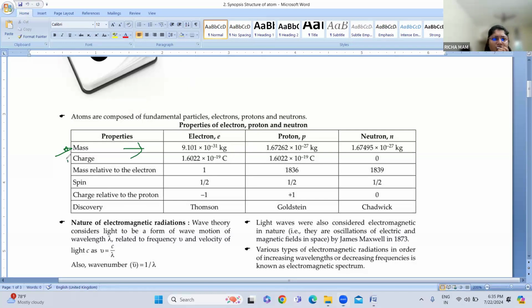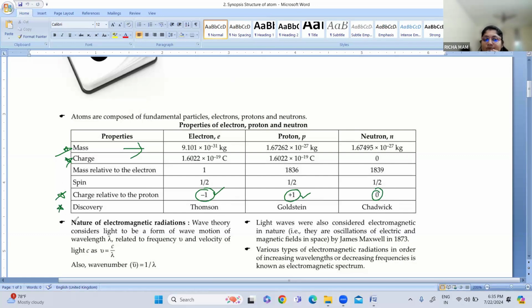Then what we need to remember? Mass and charge. Then we have to remember the charge with respect to proton. Electron is a negatively charged particle. Proton is a positively charged particle. We represent proton as +1 and electron as -1. And neutron, a neutral particle, is given as 0. So this is the relative charge. Please remember these things.